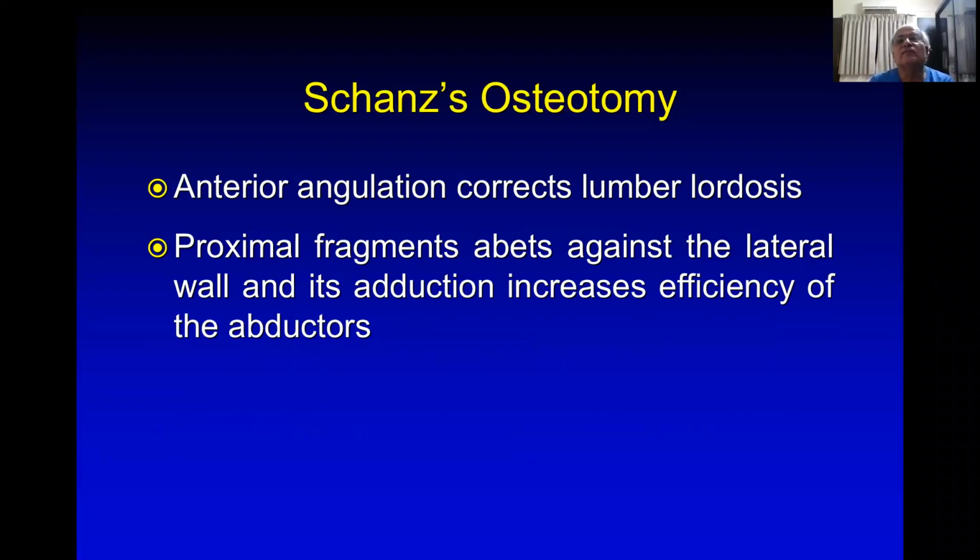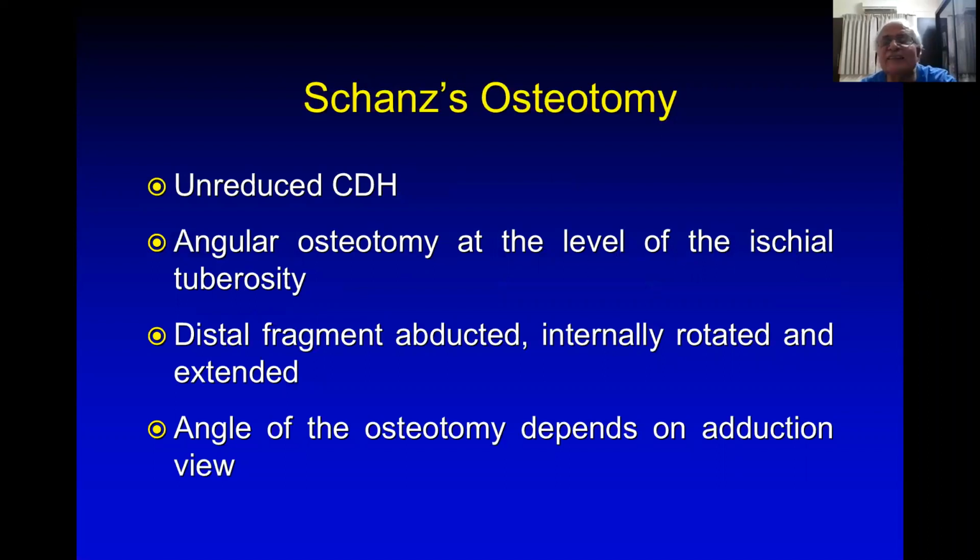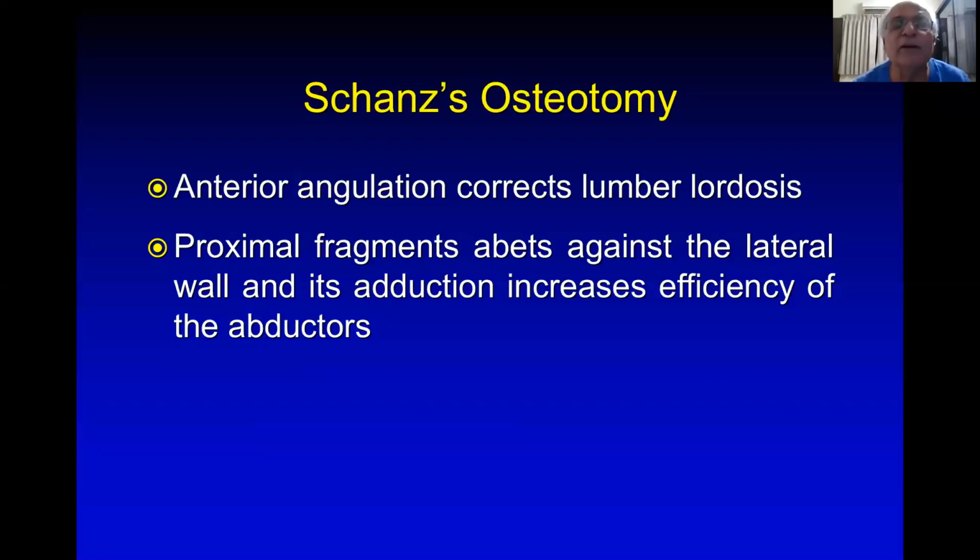So there is also anterior angulation. Why is it done? To correct the lumbar lordosis. That is the reason it is the angulation we have to correct, because most of these patients have lumbar lordosis, and that's why the distal fragment is extended, to bring the lumbar lordosis into action. The proximal fragment abuts against the lateral wall, and whatever adduction has taken place of the proximal fragment increases the efficiency of the abductor, which I'll just show you on the X-ray.